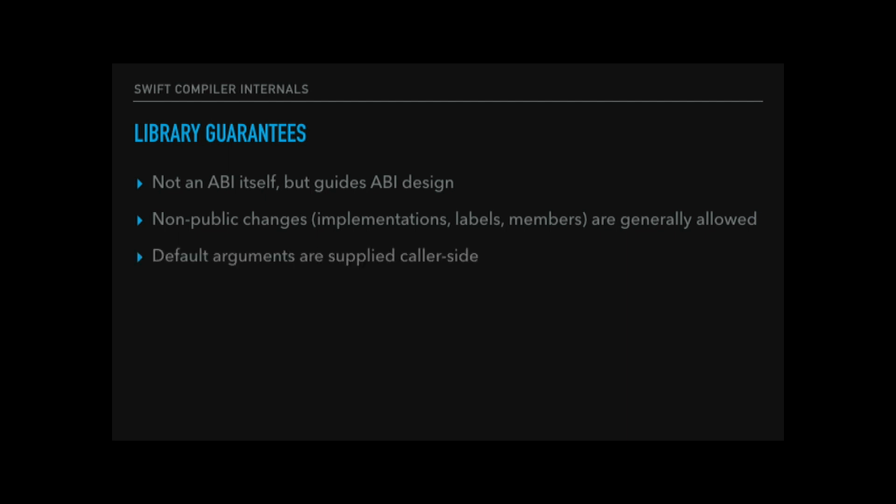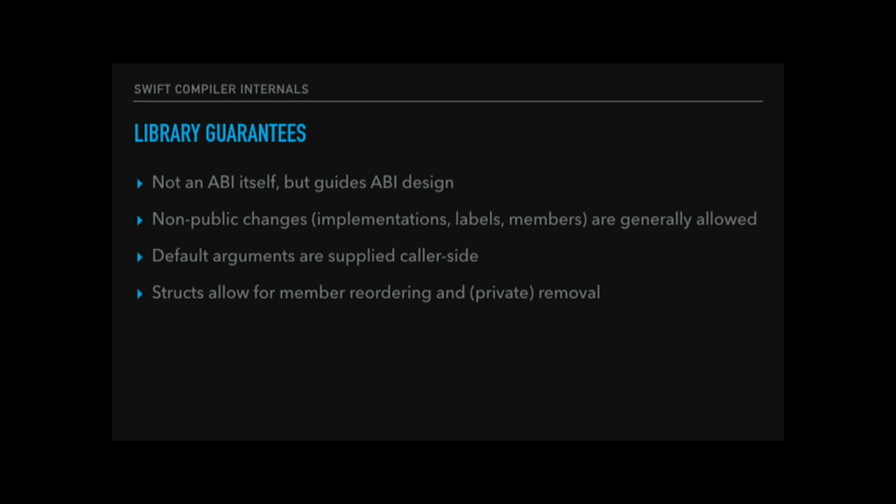Default arguments appear to be supplied caller side, because the library guarantees explicitly say default arguments can change, they're ABI compatible, but they're source incompatible. What this implies is that my library function has a default argument, but I could change it at some future point. That default argument must be inserted at the call site. It's just copied there, it makes sense, rather than supplying it in the callee.